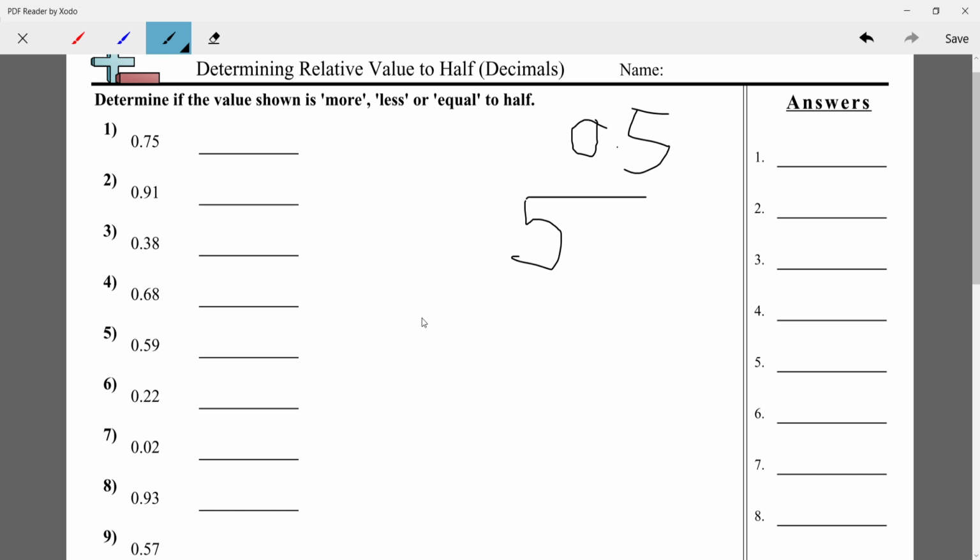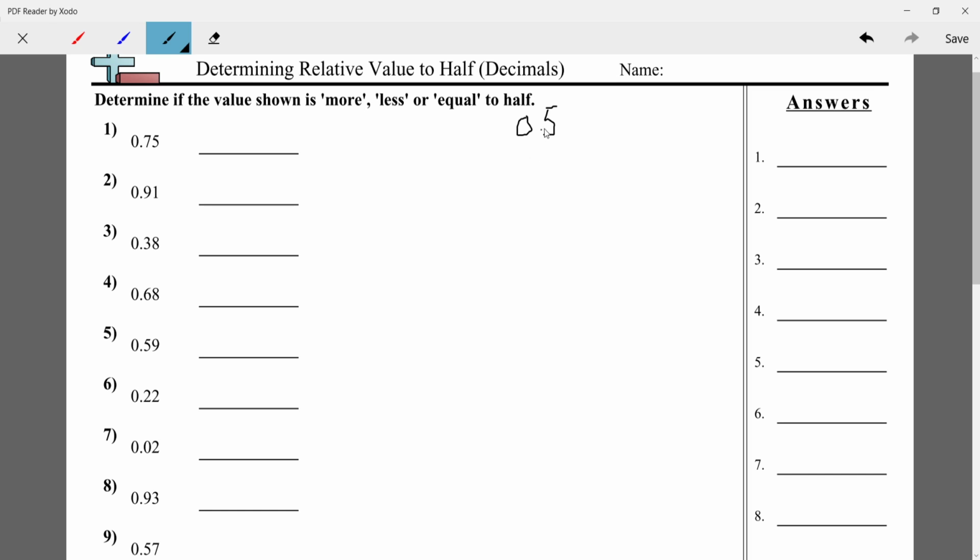Because I know that a fraction, 5 over 10, equals 5/10. So now we have to look, let's just leave 5/10 here. Now we have to figure out if 75 hundredths is more or less or equal to half.